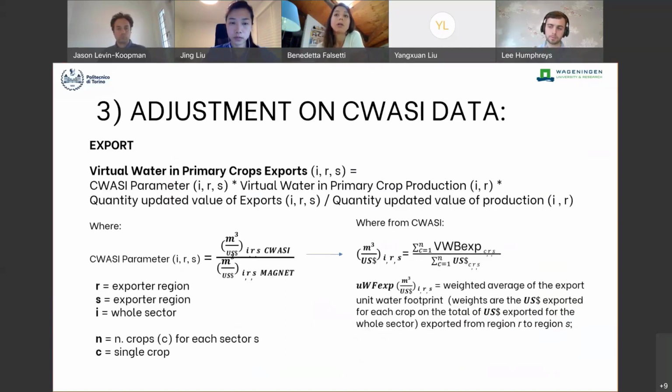After that, for the export, we calibrate the virtual water flows of primary products available in Magnet through this equation. So we multiply a parameter that we obtained from the Quasi database by the amounts of primary production water previously calibrated. And we multiply again by the share of export dollars in relation to the production. And the parameter that we use for calibration is the ratio of cubic meters per dollar provided by Quasi compared to the same ratio derived from Magnet. And note that the numerator is the weighted average of the total water exported over the total dollars exported for each link. This allows us to give a different weight to the crops within the sector, giving importance to the composition.